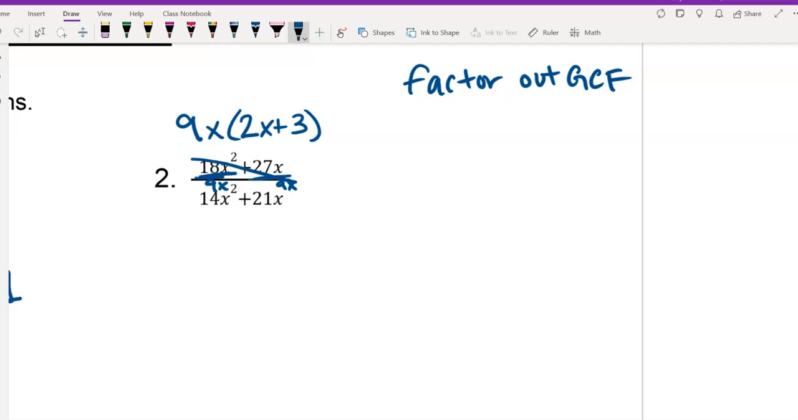Now, looking at the denominator, 14 and 21, what is the greatest number that can be divided from both? It is 7. Now, both of these terms also have an x, so we're going to factor out an x along with the 7. So now we divide. 14x squared divided by 7x, 2x. 21x divided by 7x, 3. And we are done with the denominator. Let's go ahead and rewrite what we have just to make it look nice.